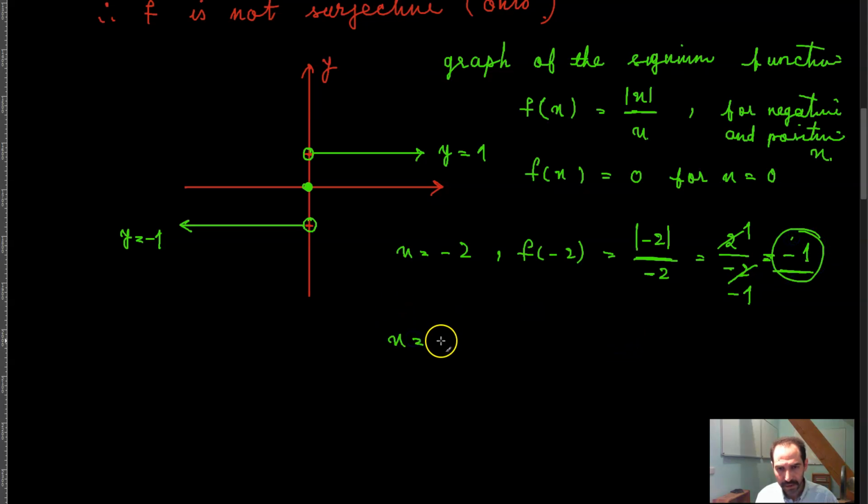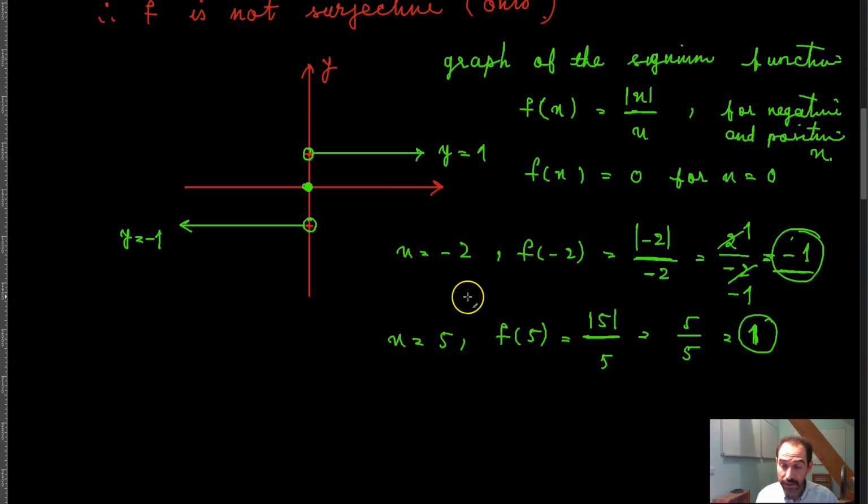Suppose that x is a positive number, for example 5. Then f of 5 becomes the absolute value of 5 over 5, which is equal to 5 over 5, which is equal to 1. Meaning that for any positive number input, your output is going to be 1. That is the signum function.